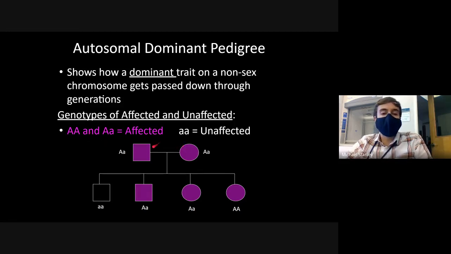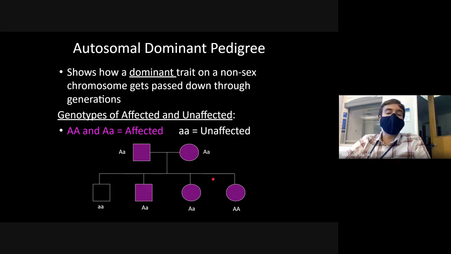So the mom and dad both have the trait, and we have the additional information that they are both big A, little a. So they're both heterozygous. They have one big and one little letter, one dominant and one recessive. So they both have the trait, so they get their boxes filled in.